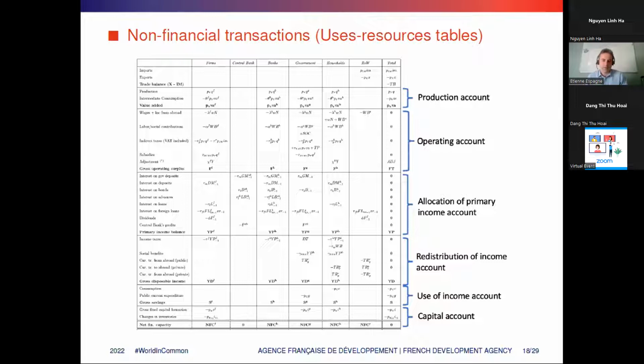And that's where our type of modeling differs from, let's say, CGE models usually, where CGE models just stop at this line of net financing capacity, while we explicitly represent how the different actors finance themselves or allocate their savings to different financial assets. And the way the actors finance themselves has in itself an impact on the real economy, and that's our hypothesis.